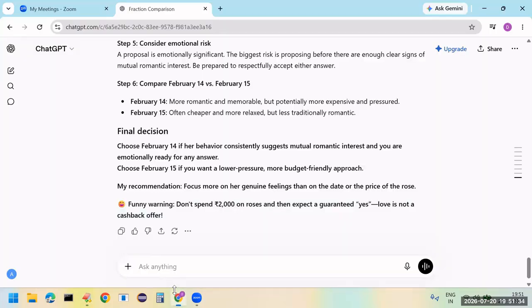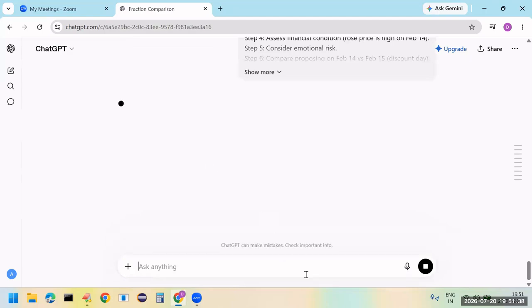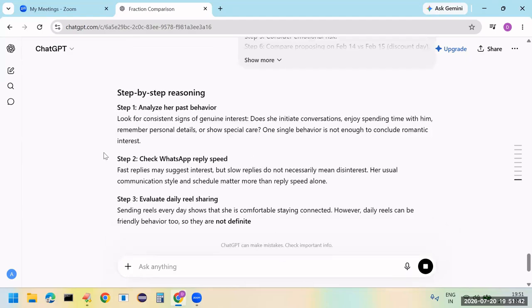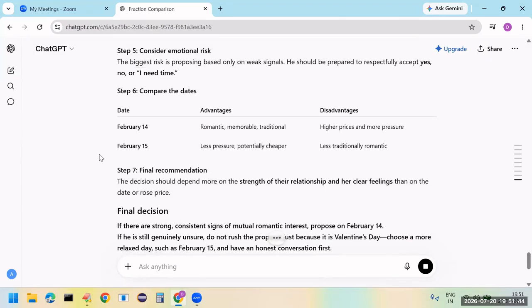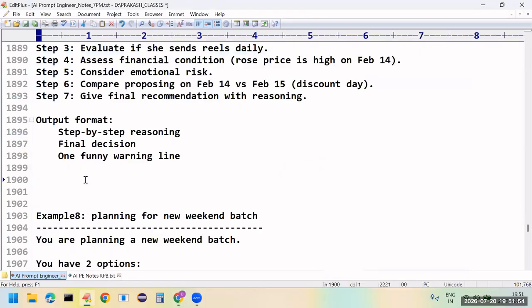Maybe I want to run one more time just for this tagline, friends. Let's see what will happen. Let's see what answer you are going to get. Funny warning I want. A cheaper rose may save money, but no discount coupon guarantees love. Beautiful. Clear, friends? Understood. Please confirm.